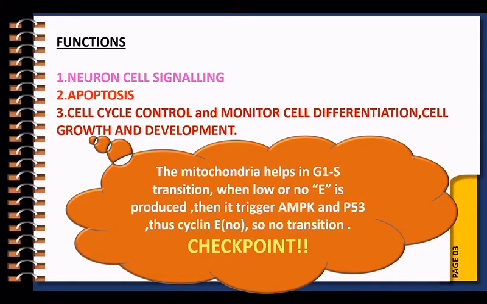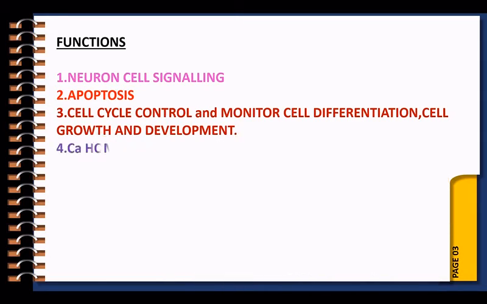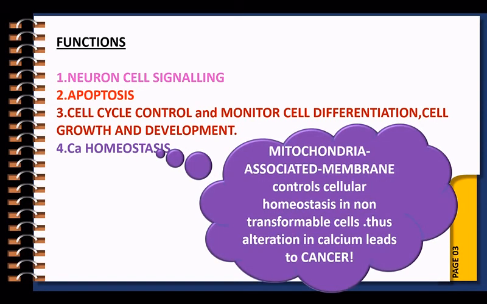And next is calcium homeostasis. Mitochondria associated membrane controls cellular homeostasis in non-transformable cells, that is normal cells. Thus, alteration in the calcium will lead to cancer.